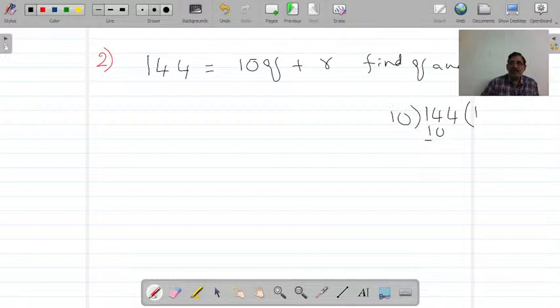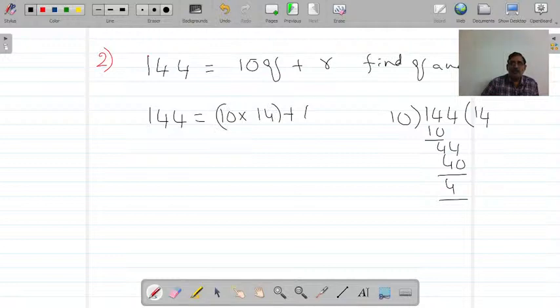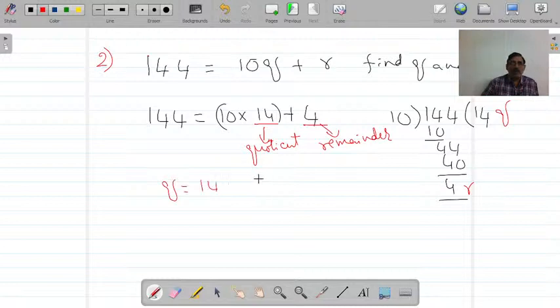1 10s are 10, 4, then carry down, then 4 10s are 44. So here you can write 144 is equal to 10 into 14 plus 4. Now clearly you can see that this is quotient. Here you can see this is your Q and this is R. So what are the values of Q and R? Q is equal to 14 and R is equal to 4.